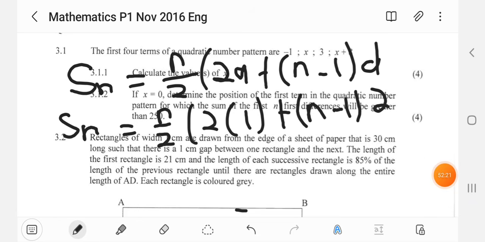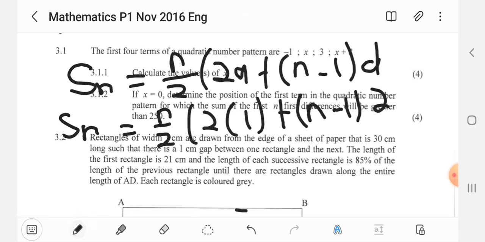So we are asked to look for the second difference, guys. So the second difference, the first number is 1, the second one is 3, and the third one is 3. So we have to determine the position of the first term in the quadratic number pattern for which the sum of the first differences will be greater than 250.